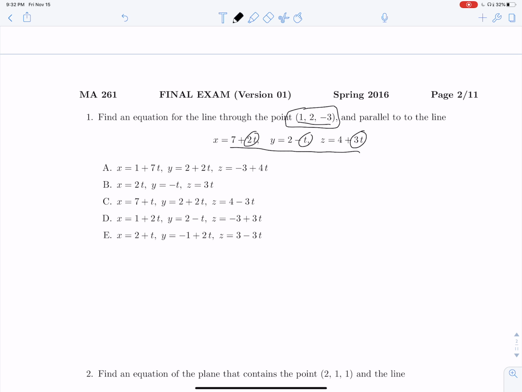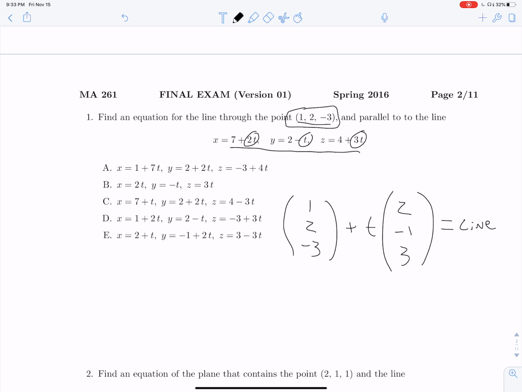The way I always set it up is in this notation I learned in high school. We know we want to pass through 1, 2, negative 3, so we put 1, 2, negative 3. And we want the same slope, the same change per unit t as the line given. So that'll be 2, negative 1, 3. And so this is our new line.